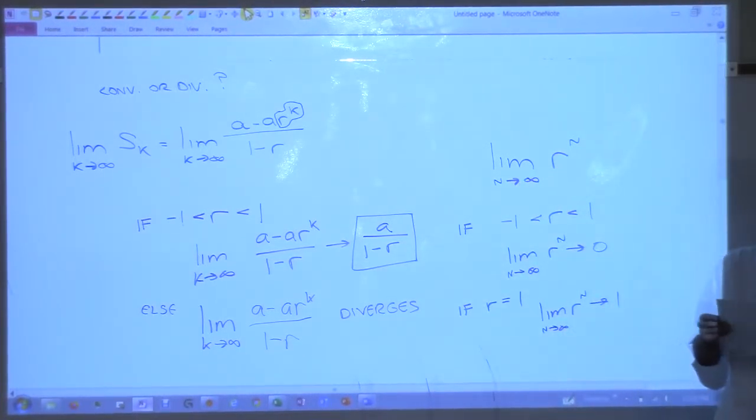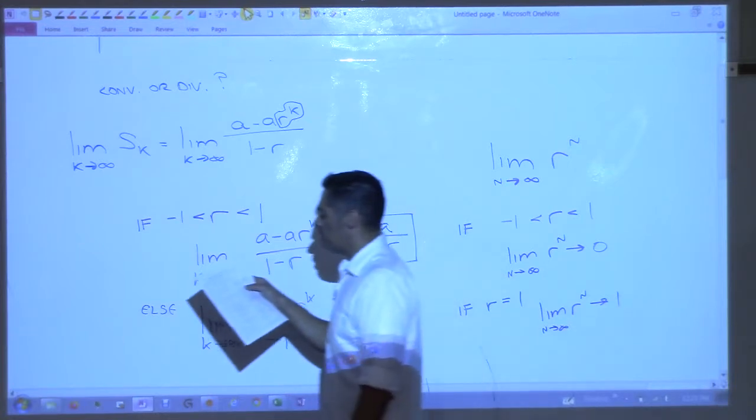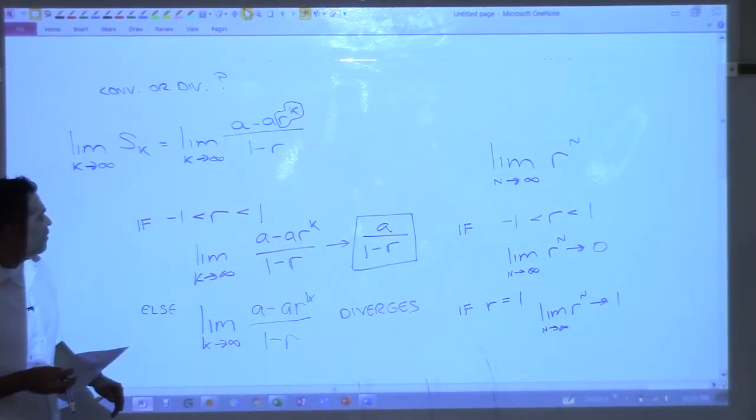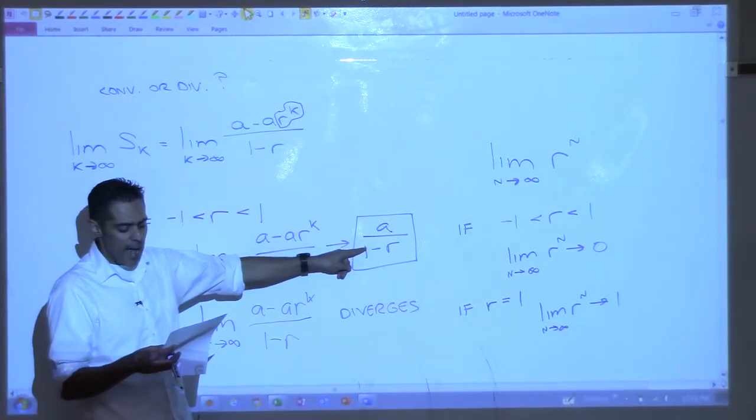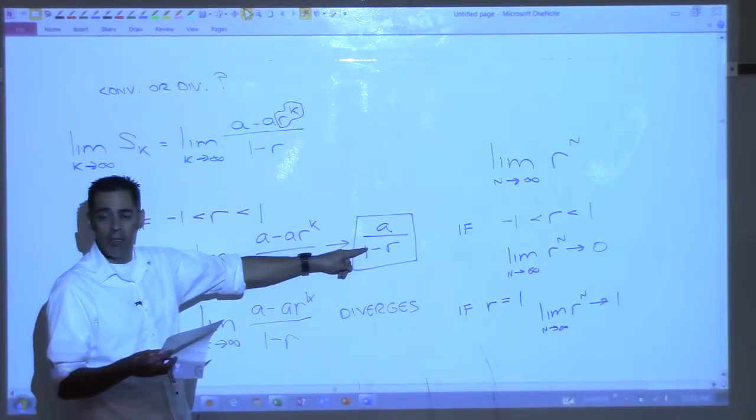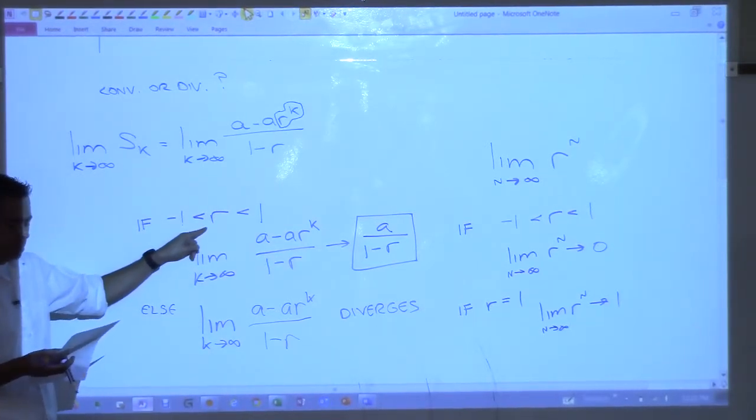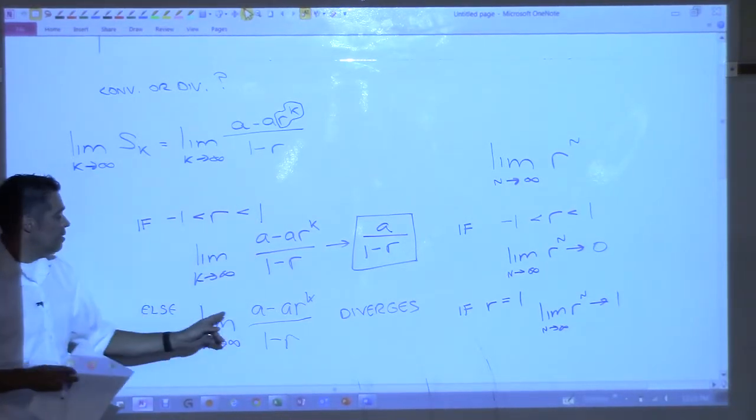Let's read through this. Geometric series, right? When does it converge with the sum of s equals a over 1 minus r? So long as the absolute value of r is less than 1, which means this. That's what this means. The absolute value of r is less than 1. If the absolute value of r is greater than 1, that means you're outside this interval, then you are diverging.